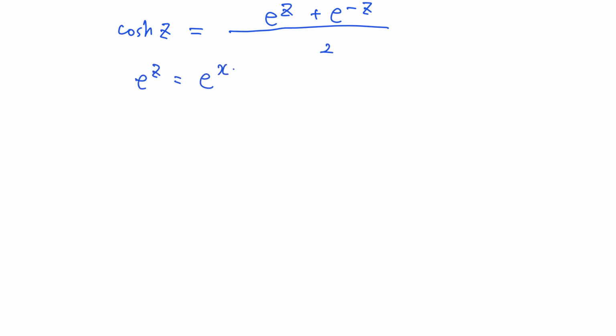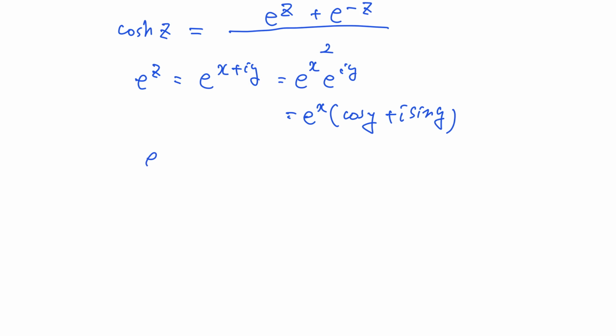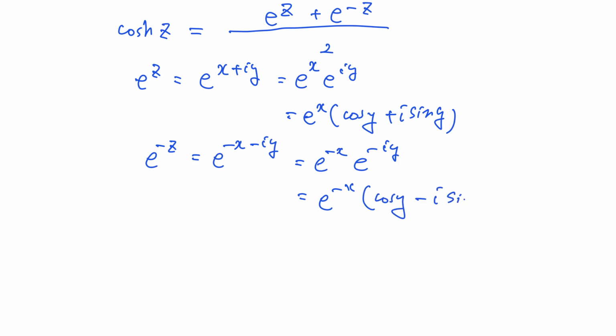Hyperbolic functions can also be derived in a similar way. The definition of cosine hyperbolic z is one half of e to the z plus e to the minus z, right? So e to the z is e to the x plus iy. This is e to the x, e to the iy, which is e to the x times cosine y plus I sine y. And e to the minus z is e to the minus x minus iy, which is e to the minus x, e to the minus iy, e to the minus x times cosine y minus I sine y.